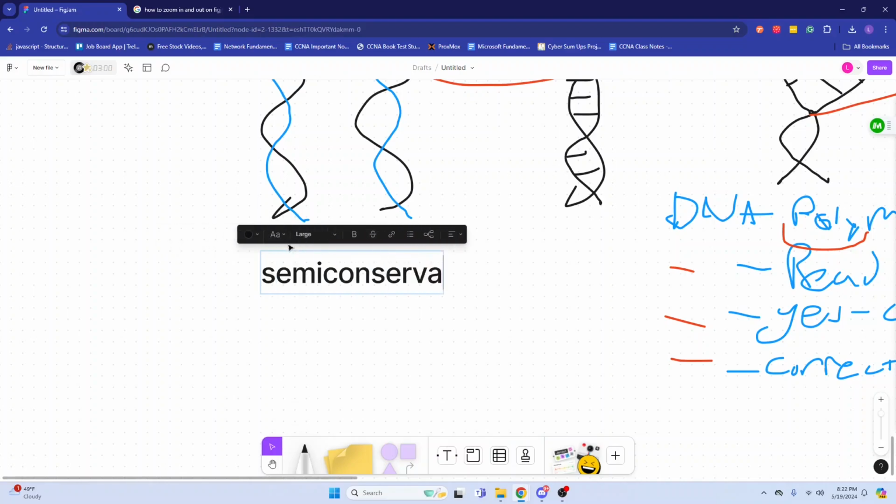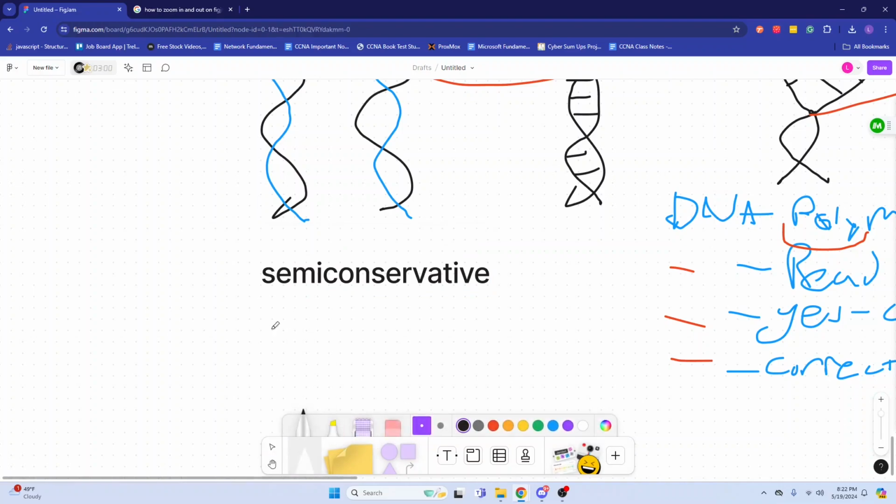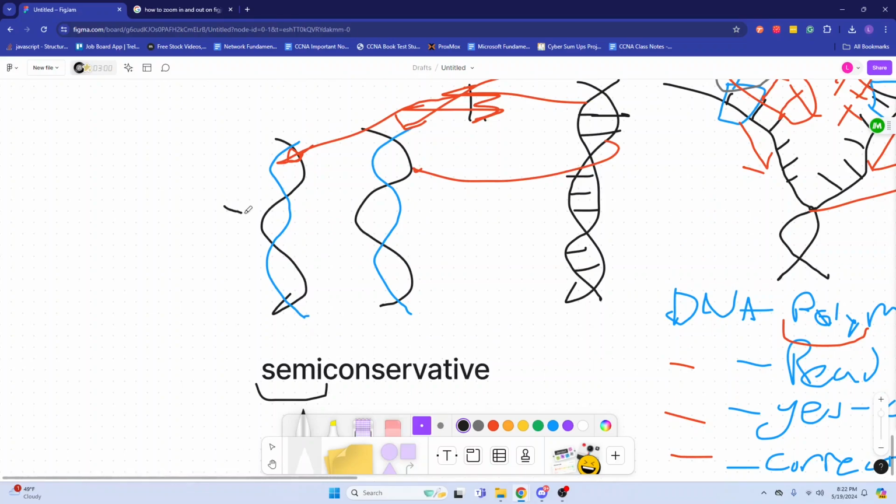This is semi-conservative. Why? Because semi means half. So we are conserving half of the DNA strand with the replication, because half is here and half is right here, and the other half is copied. Now it's identical to it, but the actual original DNA is being conserved.